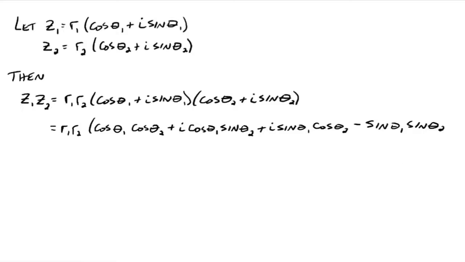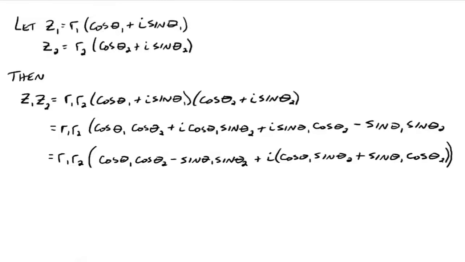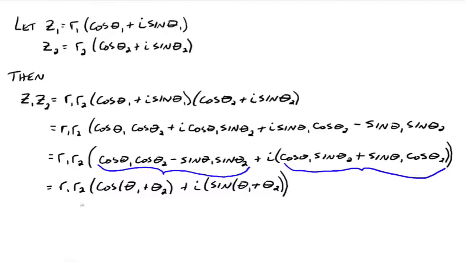All right, now let's move things around. Okay, so we've grouped the things that had an i and the things that did not have an i. So this part right here is one thing, and this part here is another thing. We'll just factor the i out. When we do that, we can rewrite cosine theta 1 cosine theta 2 minus sine theta 1 sine theta 2 from a trig identity as cosine of theta 1 plus theta 2. And then this part right here goes to the sine of theta 1 plus theta 2.